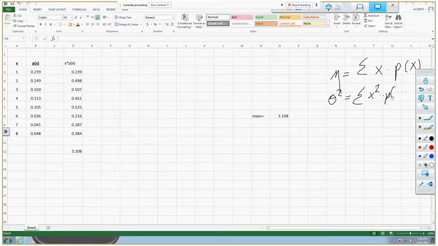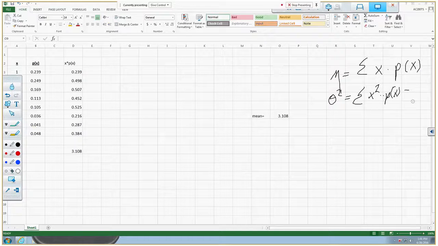Oh, no, that's not right. Well, I ain't finished yet. X squared times p of x minus the mean squared. And then, of course, you take the square root of that, and that's going to give you your standard deviation. So look at the formula. The formula says what? I need what?